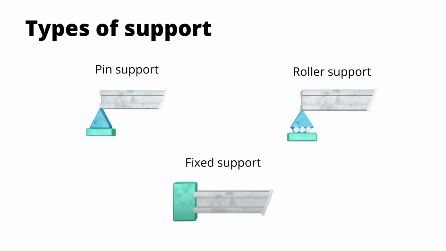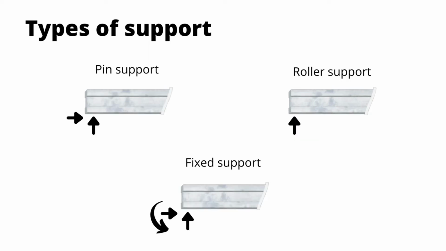There are then three types of supports: pin supports, roller supports, and fixed supports. The differences between these are the restraints they provide to the beam. Pin supports restrain the beam in both horizontal and vertical directions, whereas roller supports only provide support in one direction. Fixed supports provide restraint in the vertical and horizontal directions and also provide rotational restraint.